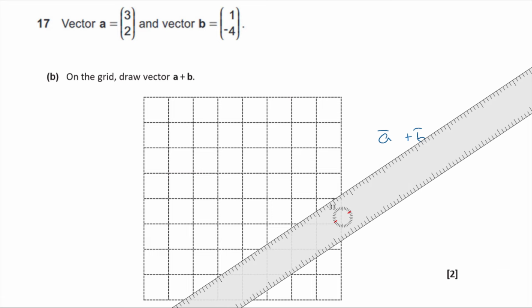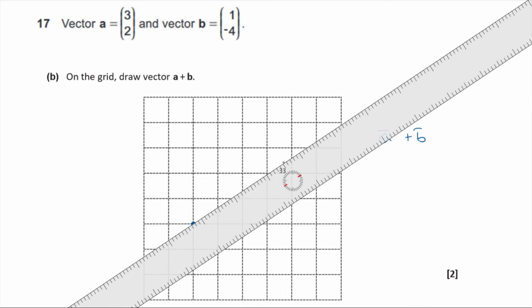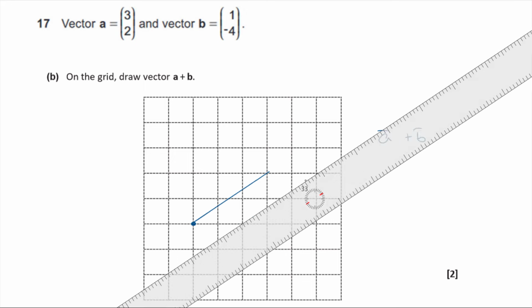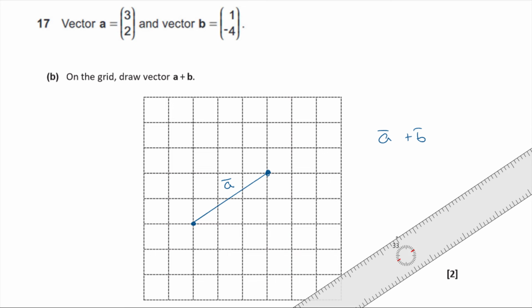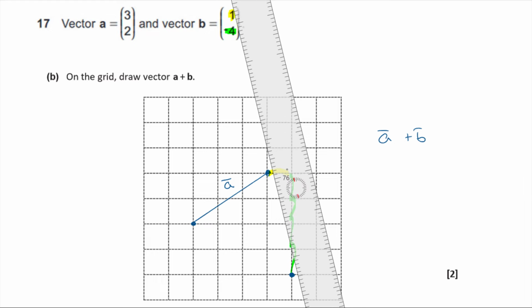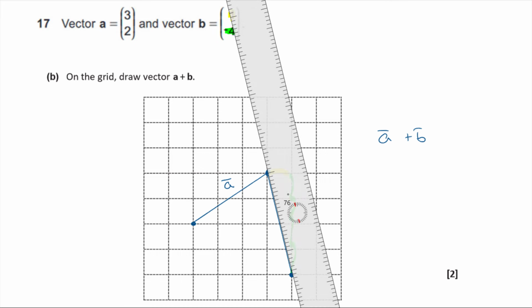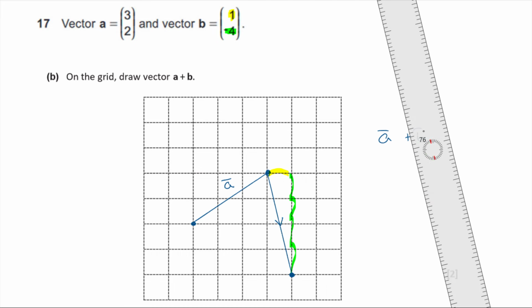So again, if I pick a point on my graph and I draw vector A, I already know that that's 3 along and 2 up from earlier. So that's my vector A from there to there. Now the vector B is 1, minus 4, which means 1 in the direction of x and minus 4 in the direction of y. So from the end of A, if I go 1 more in the direction of x and minus 4 up, which is the same thing as 1, 2, 3, 4 down, it's going to take me to this point down here. So the vector B was the line going straight down like that. So that's my vector B going down that way.